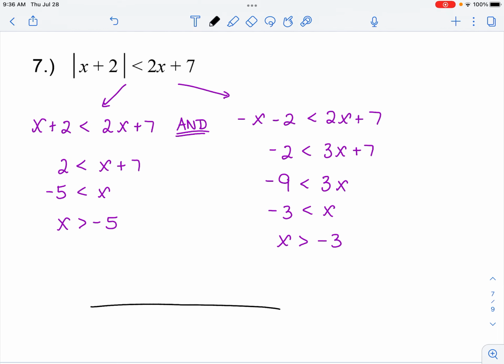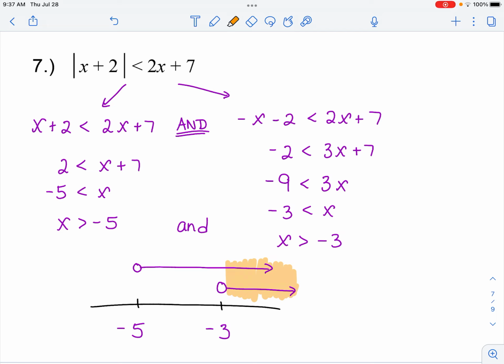And now I need to go to a number line. Mark my two numbers of interest. Keep in mind that this is an and inequality, so we're looking for where they overlap. My numbers are -5 and -3. I have x is greater than -5. I have x is greater than -3. And I want to know, well, where do these overlap? Well, they overlap from -3 on.